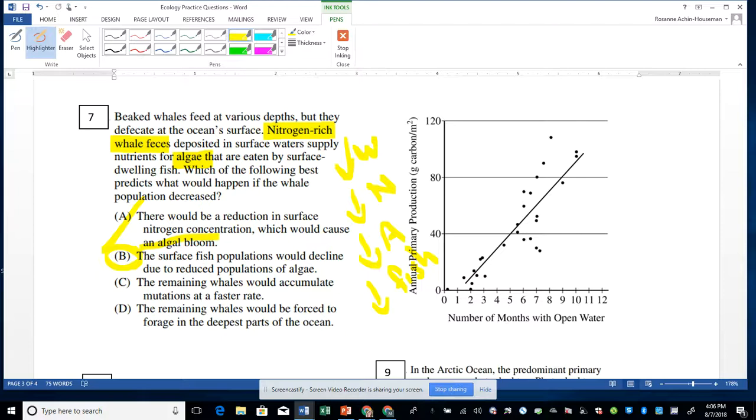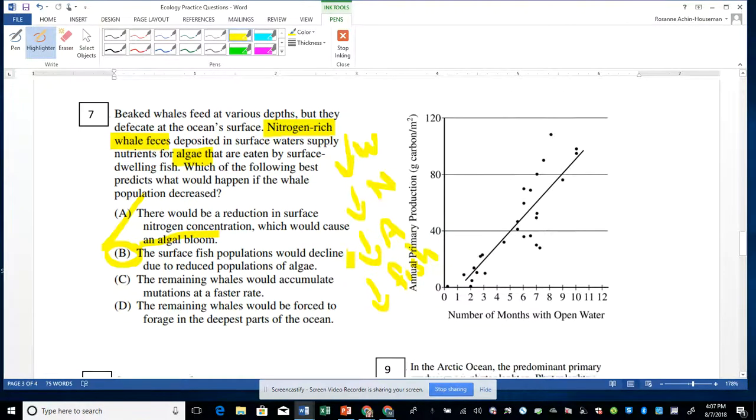Nobody's going to mutate at a faster rate unless that's advantageous, and it certainly wouldn't happen very fast anyway. The remaining whales would be forced to forage in the deepest parts of the ocean. That has nothing to do with this question. There's no reason that they would go forage in a deeper part of the ocean just because there were fewer of them around. So be a little careful with these.